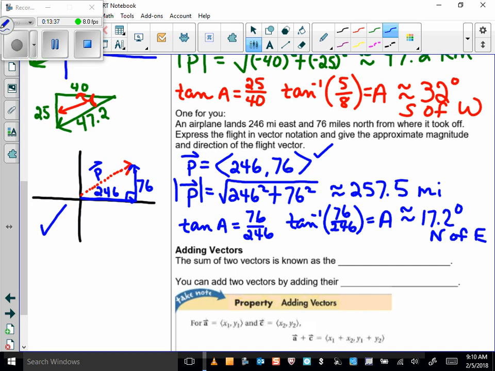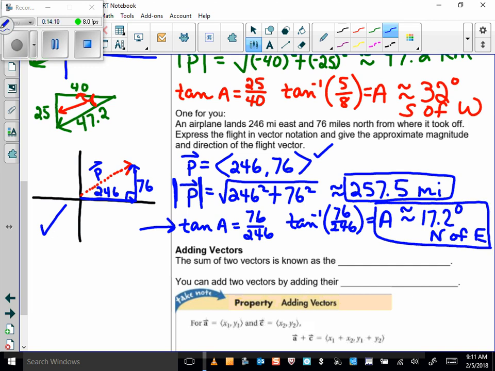When I want to find the magnitude of the vector, of course I use the Pythagorean theorem, and I know that hypotenuse is going to be the square root of the sum of the squares of the other two legs of the triangle, and that's going to give me about 257.5 miles. And then to find the direction of the vector, I'm going to use tangent again because I've got the side opposite and the side adjacent, and when I punch that into my calculator, I get about 17.2 degrees north of east, the vector describing the flight of that airplane.